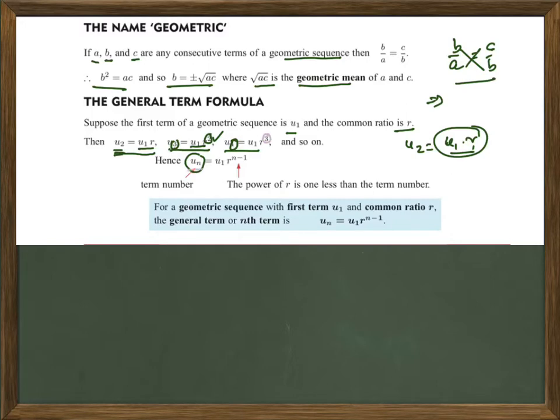Similarly, if I want to find the nth term un, then it is u1 into r to the power n minus 1, right? So this is the general term for getting the nth term of a geometric progression series. For a geometric sequence with first term u1 and common ratio r, the general term, or nth term, is un equal to u1 r to the power n minus 1.